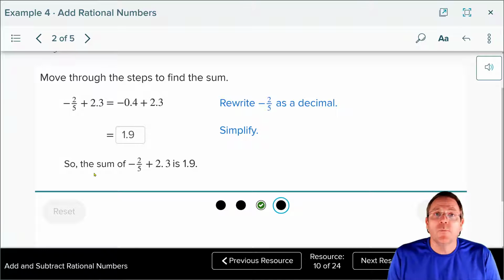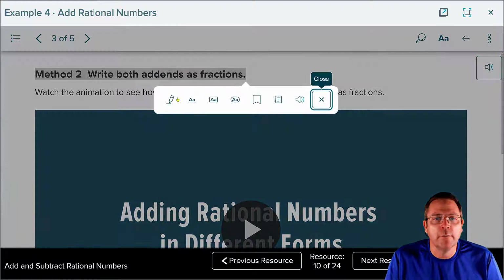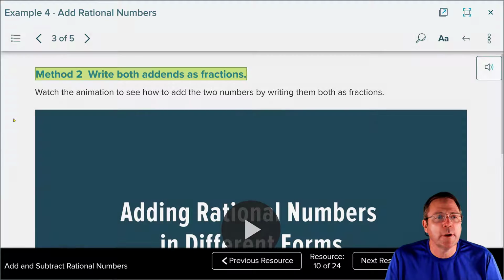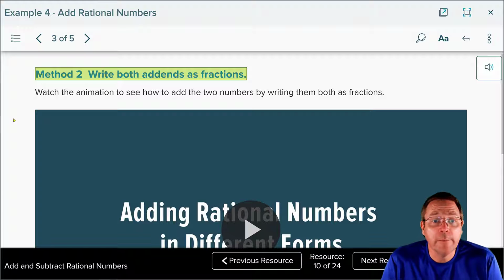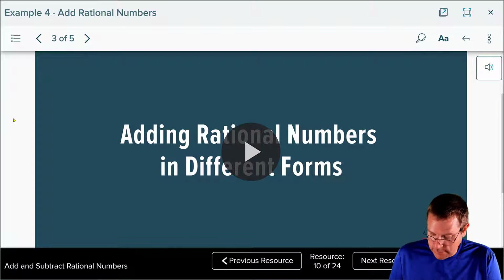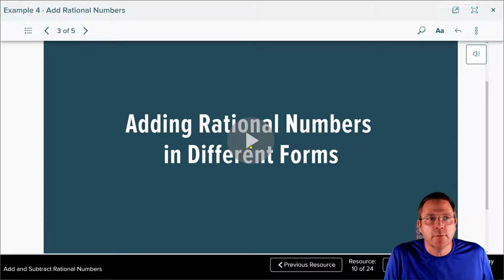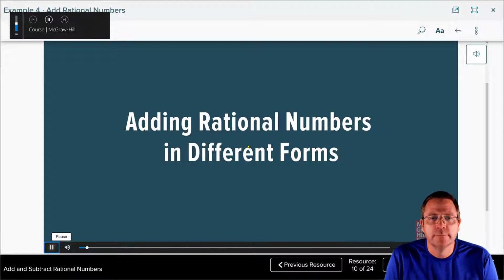Now they said method 1, so I think they want us to look at another method to solve it. Let's do that. Now let's go ahead and highlight this because you need to write that down and explain what you're doing here. Method 2, write both addends as fractions. And now we're going to watch a video to see exactly how they say we should go about doing that. Let me zoom out just a little bit, make it fit the screen better, and go.